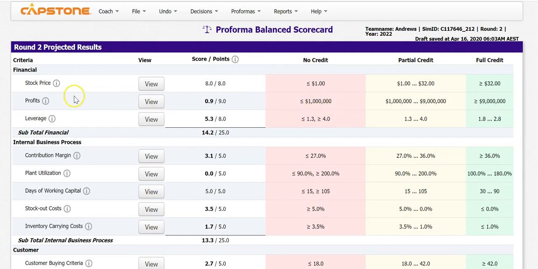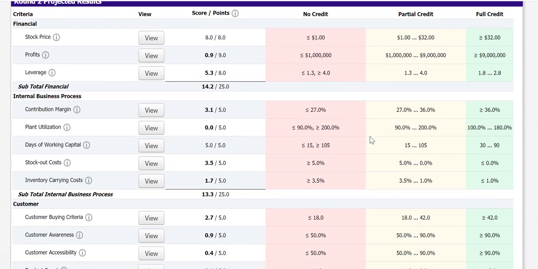Firstly, we can see here's leverage. We've got 5.3 out of 8. It's maybe not too bad. This tells us what it is over here, and this gives us an indication about what we need to be. If you remember, we were 1.6, so where we fall between this one here, we get partial credit. We're 5.3 because, if you remember, our number was 1.6, so we're into that one there and getting partial credit for it. If I want to get full credit, I need to be between 1.8 and 2.8. I'm going to come back and have a look at that now.